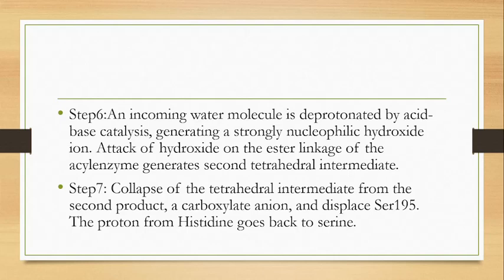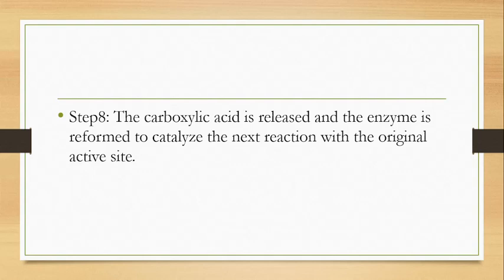In step 7, collapse of the tetrahedral intermediate forms the second product, a carboxylate anion, and displaces serine 195. The proton from histidine goes back to the serine. In step 8, the carboxylic acid is released and the enzyme is reformed with the original active site to catalyze the next reaction.